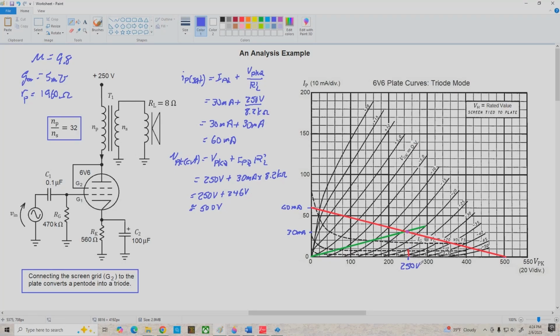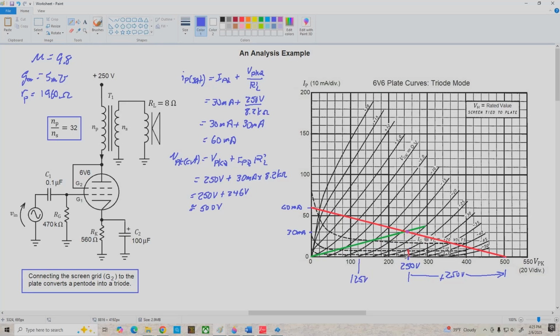And next, let's determine our output compliance based on plate voltage swing. Okay, so we're working here from 250 volts in the positive direction of roughly 250 volts. Okay, it's actually 246, IPQ times R prime L, but we could call it 250 volts. So our maximum positive swing at our plate is plus 250 volts. Moving in the negative direction, remember normally we would stop here at the VGK equals 0 curve. That's right about here at about 125 volts.